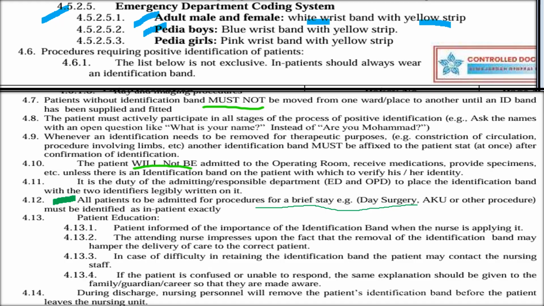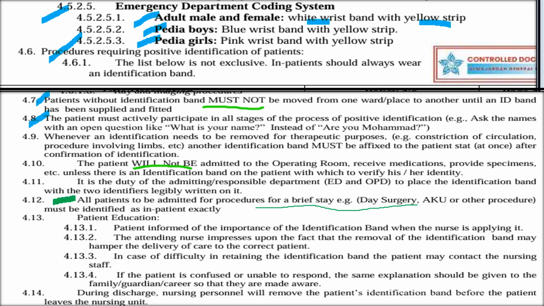Now, the pediatric boys: blue wristband with yellow strip. The pediatric girls: pink wristband with yellow strip. Now, the procedures requiring positive identification of patients include blood sampling, blood and blood products transfusion, collecting of patient bodily fluid samples, confirmation of death, administration of medicine, surgical intervention and any invasive procedure, transport and transfer of patient, X-ray and imaging procedures. Now, a patient without an identification band must not be moved from one place or ward to another until the ID band has been supplied or fitted.